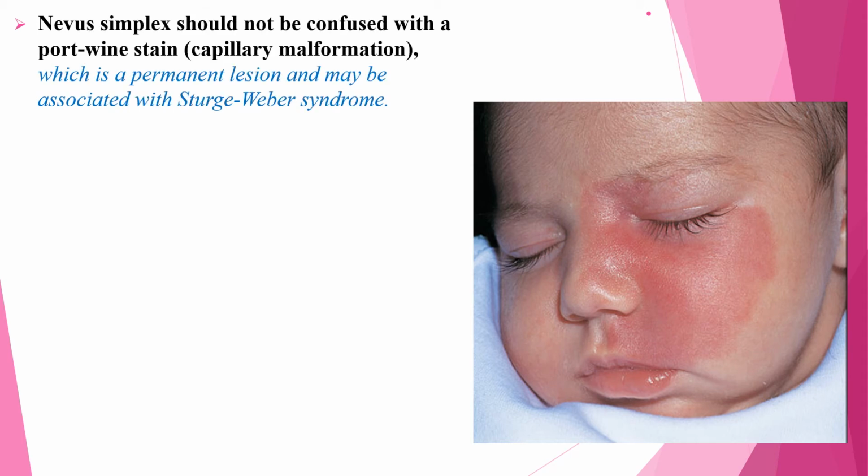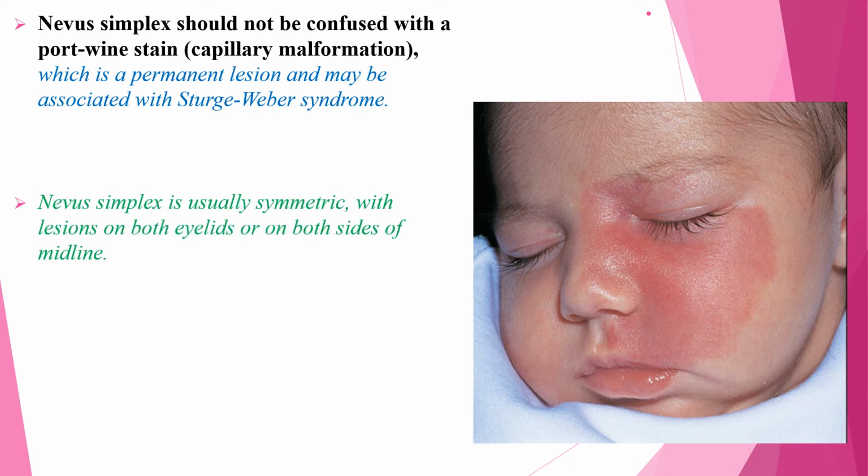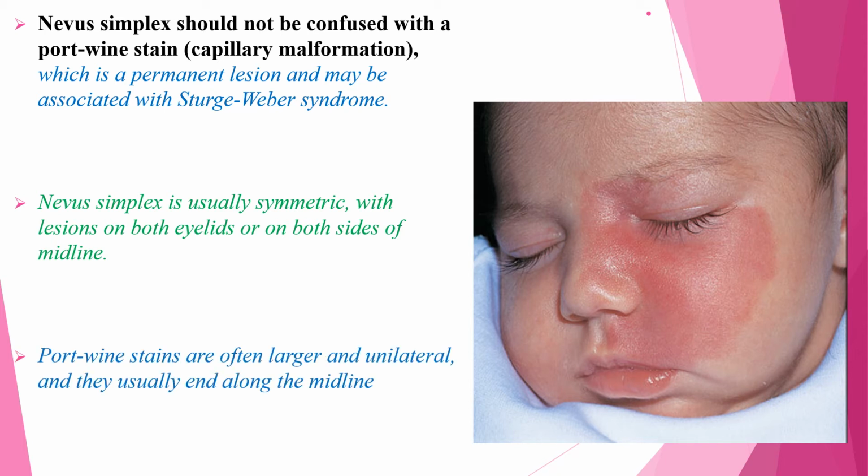Nevus simplex should not be confused with a port wine stain, which is a capillary malformation, a permanent lesion, and it might be associated with Sturge-Weber syndrome. Nevus simplex is usually symmetric with lesions on both eyelids or on both sides of the midline, whereas port wine stains are often larger and unilateral, and they usually end along the midline.